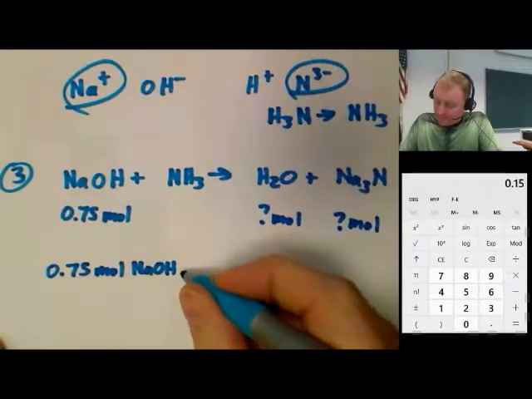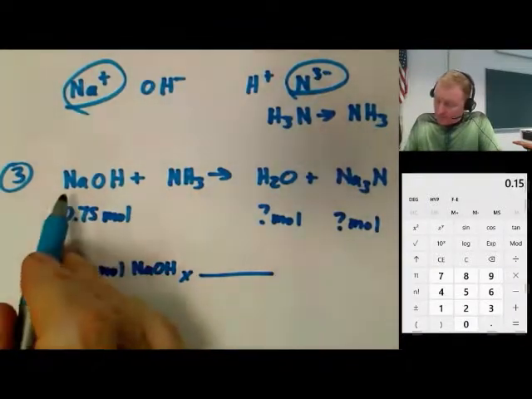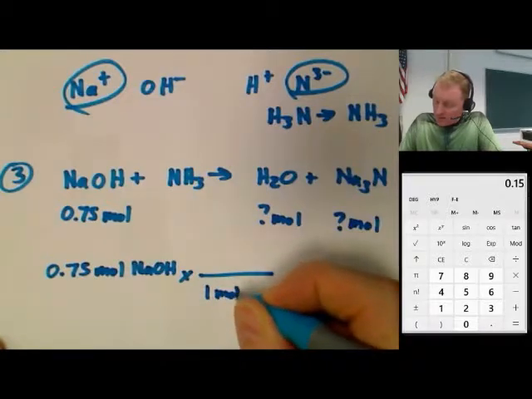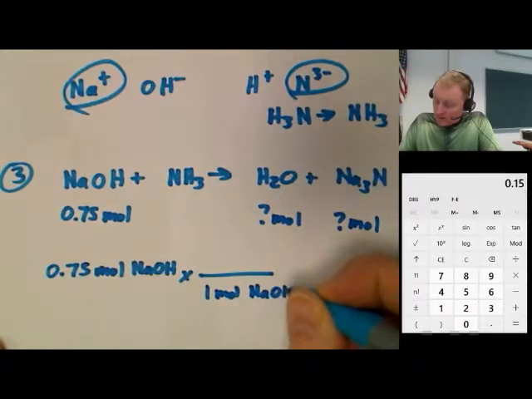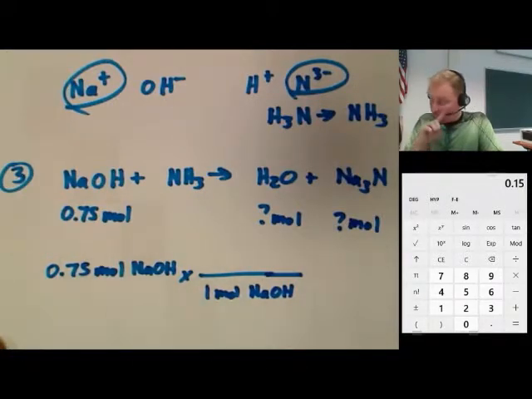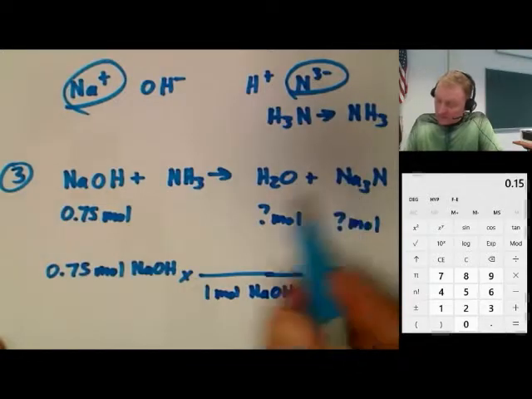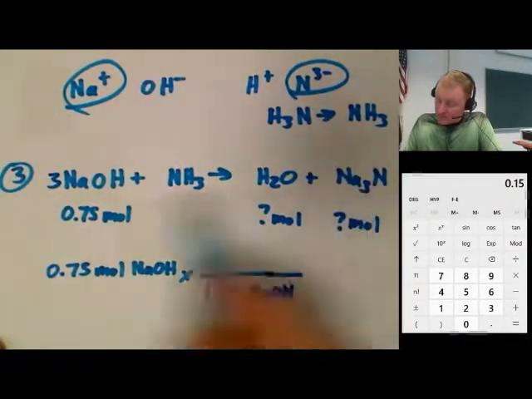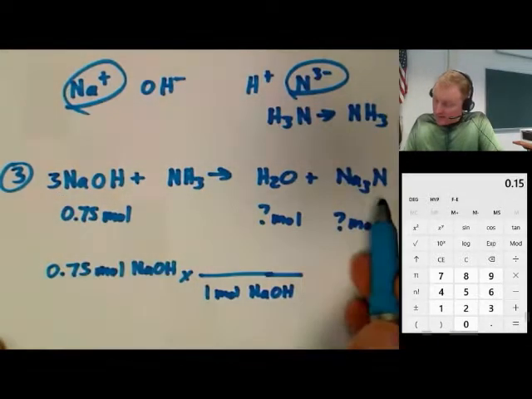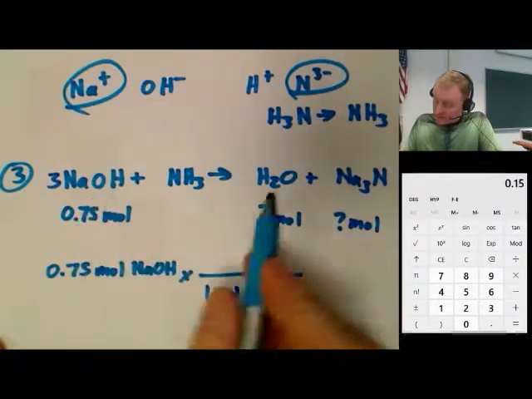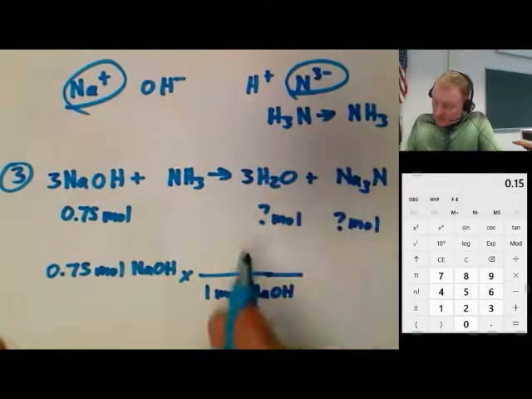Sodium nitride, for every 1 mole of sodium hydroxide we have... oh, this isn't balanced. So I don't know if that's 1 mole or not. No, it's not. So for 3 moles of sodium hydroxide, I've got 1 nitrogen here. I've got 3 oxygens, so I'm going to need to put a 3 here, 3 oxygens.